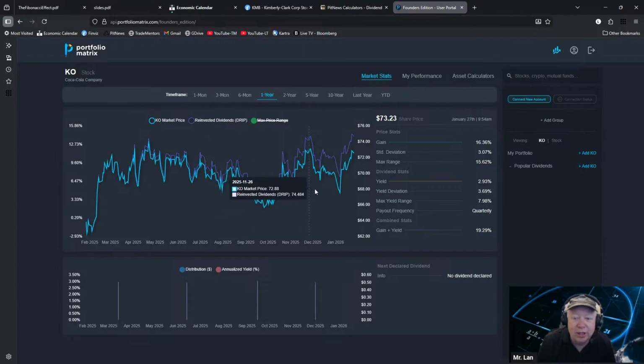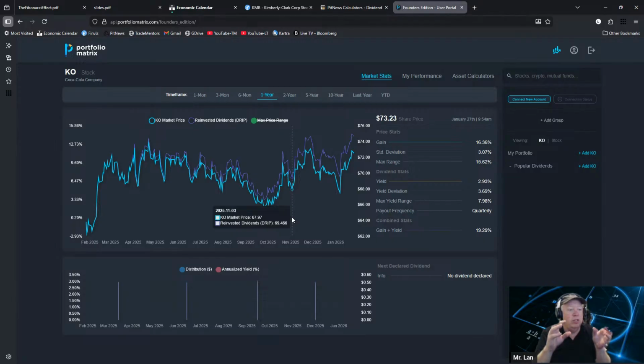Now, this is one thing that I have never seen anybody else do. And what we do in this program is we come in here and look at the KO market price. So that's the market price. And then you can see the reinvested dividends if you drip it in. If you drip your money back in. Now, remember, drip just means you take the dividends they give you and you just put them right back into the stock, reinvest them.